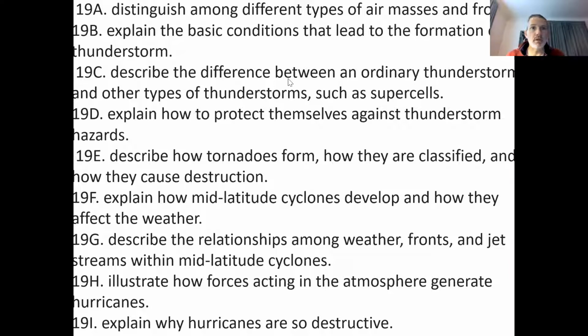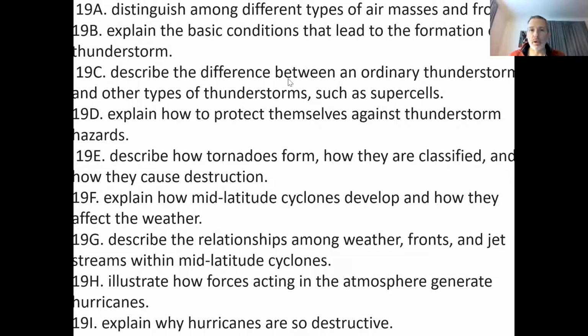The next thing that we're going to be doing is describe the difference between an ordinary thunderstorm and the different types of other thunderstorms, such as supercells. We're going to explain how to protect ourselves from storms. We're going to describe how tornadoes form, how they're classified, and how they can cause destruction. Explain the mid-latitude cyclones and how they develop and how they affect weather.